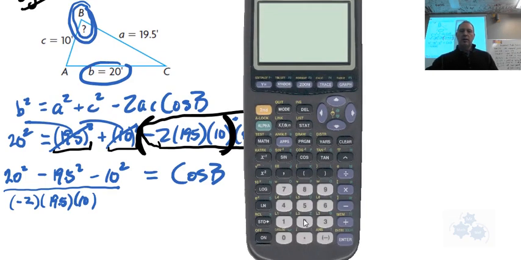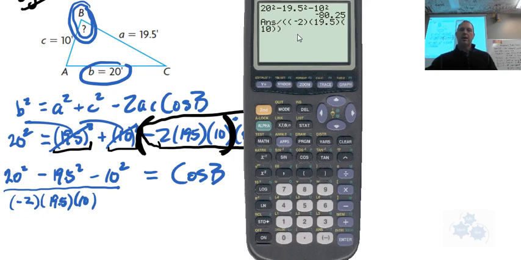Okay, so 20 squared, minus 19.5 squared minus 10 squared. That's what's going to be in my numerator here, negative 80. I'm going to divide that by the product of these. So negative 2, I should probably add another bracket. Negative 2 times 19.5. Once I get started with the brackets here, I have a tough time knowing when to end. Okay. Times 10.